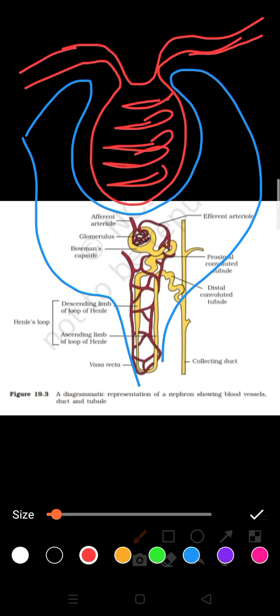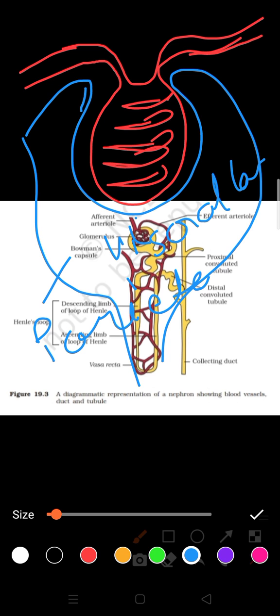So here we come to the point which we were discussing. You can see two types of layers are present in the Bowman capsule. The inner layer is known as the visceral layer, and the outer layer is known as the parietal layer. What is the difference between the visceral layer and the parietal layer? These two layers have specialized functions, that's why they are very special.